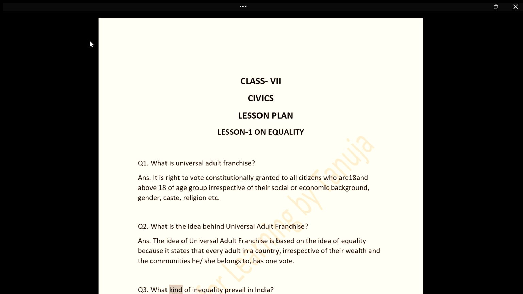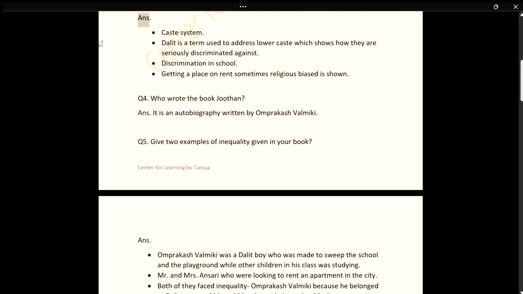Q3. What kind of inequality prevails in India? Ans. Caste system. Dalit is a term used to address the lower caste, which shows how they are seriously discriminated against. Discrimination in school. Getting a place on rent. Sometimes religious bias is shown.